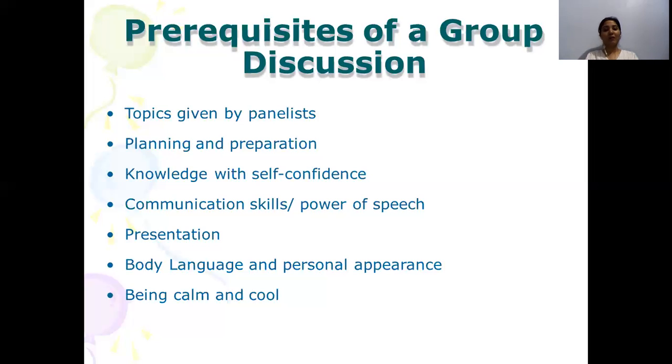Being calm and cool is important too, because you are not supposed to get aggressive while doing a group discussion. If you do, then you are just giving the interviewer a chance to put a negative mark against your name, because the one who cannot control their emotions and cannot keep calm is not a suitable candidate to be hired. So what they are judging is your level of calmness and how well you tackle situations.